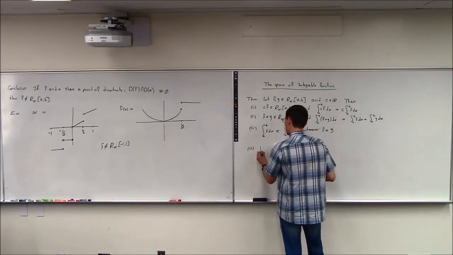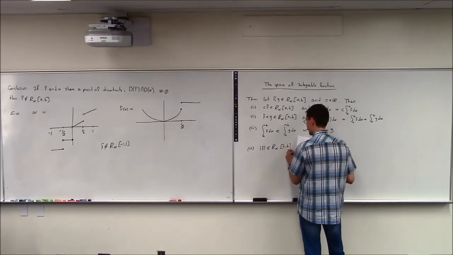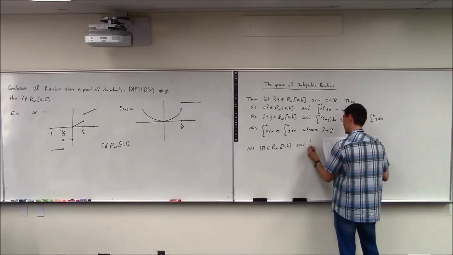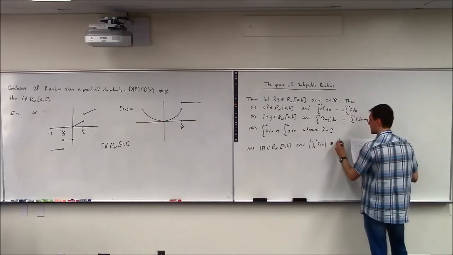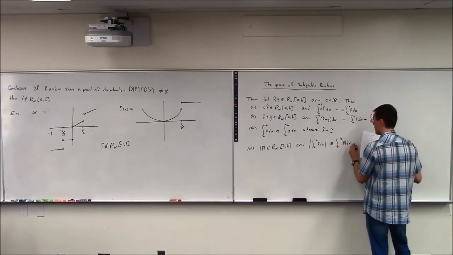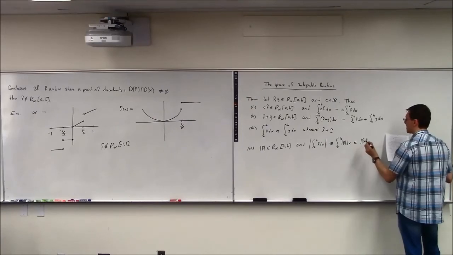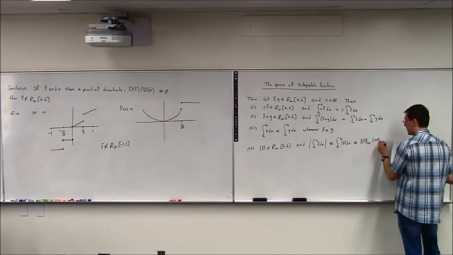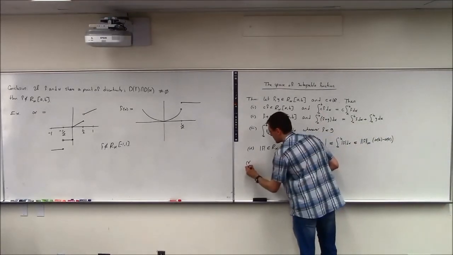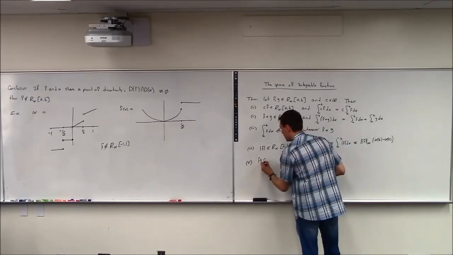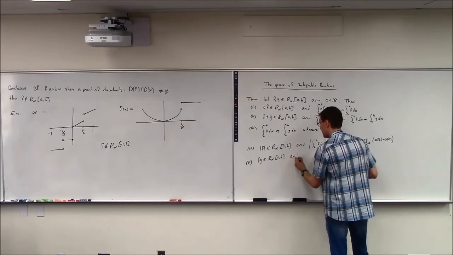Four, the absolute value of f is Riemann integrable with respect to alpha, and the absolute value of the integral is less than or equal to the integral of the absolute value. This function is in the space of bounded functions, so this is less than the sup norm of f times alpha of b minus alpha of a. And five, the product of f and g will always be, again, Riemann-Stieltjes integrable, and there is a Cauchy-Schwarz.